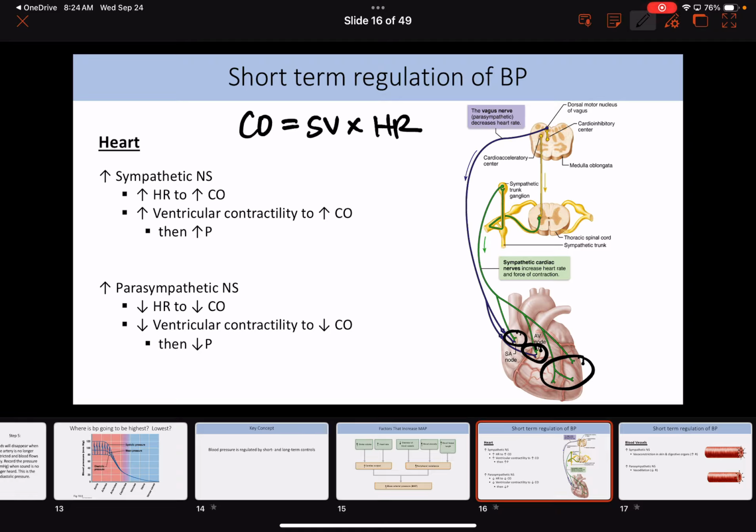Anytime you decrease cardiac output, you're going to decrease pressure overall. And remember, this is autonomic control from the autonomic nervous system. What are the effectors for the autonomic nervous system? Cardiac muscle is one, glands is another. What's the last one? Smooth muscle. In this case, we're talking about the smooth muscle of our blood vessels.